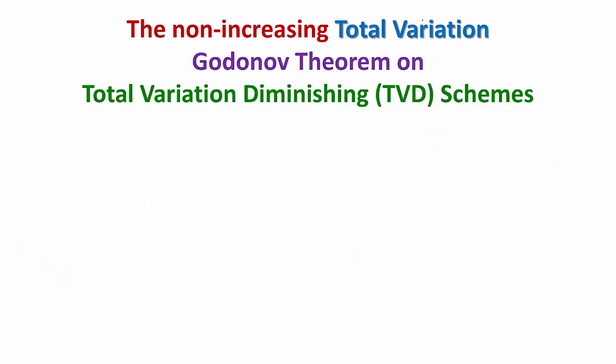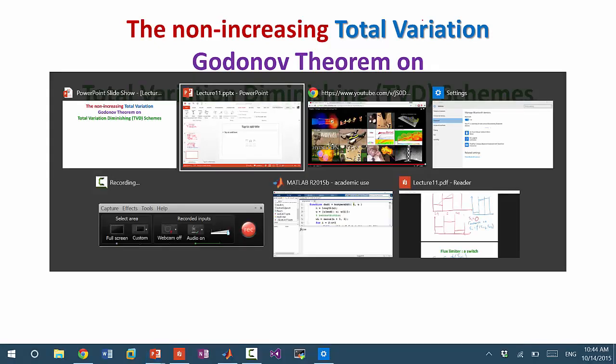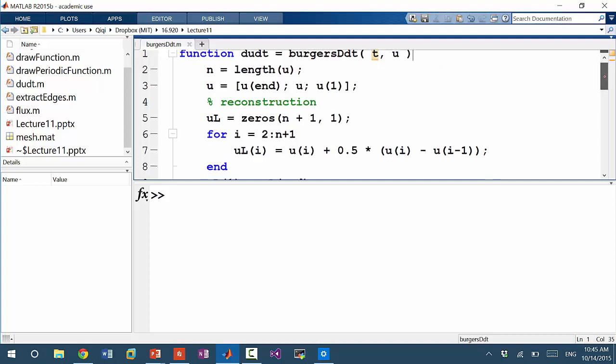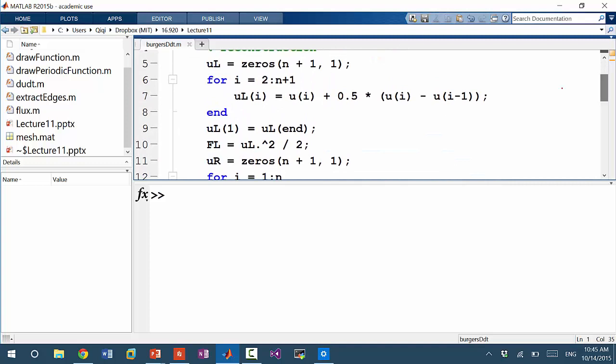Okay, we have only a little bit of time to talk about TVD schemes. Let me motivate this by going back to our MATLAB example. Last lecture we coded up this Burgers DDT, and I want to point out there was a bug in my code yesterday. That is, I forgot to include this line.